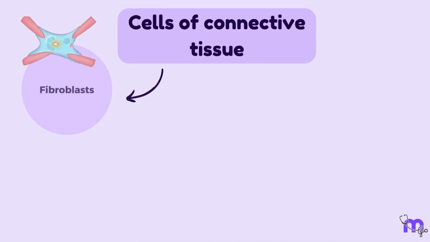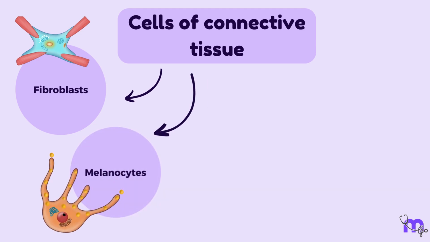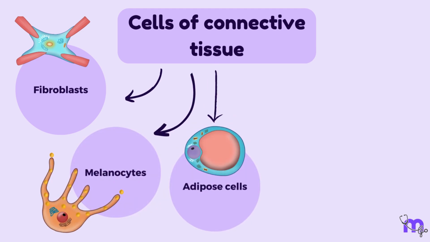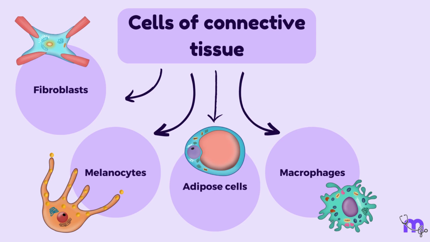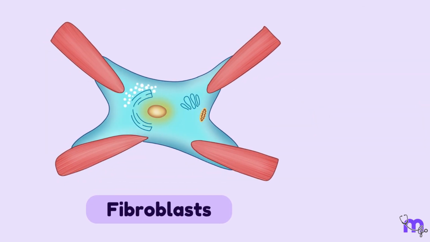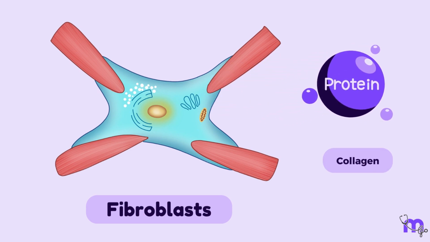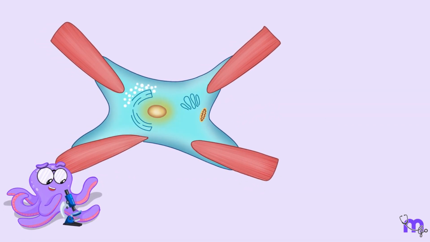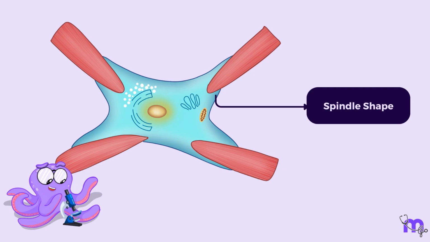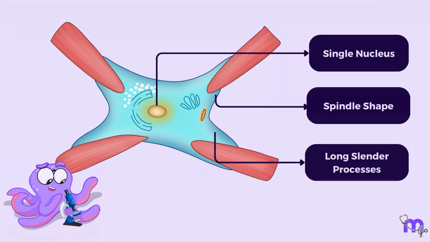These are the fibroblasts, pigment cells or melanocytes, adipose cells, macrophages, and mast cells. Fibroblasts are responsible for producing the proteins and fibers that make up the connective tissue. These cells can be observed under the microscope as spindle-shaped or star-shaped, with a single nucleus and long, slender processes.